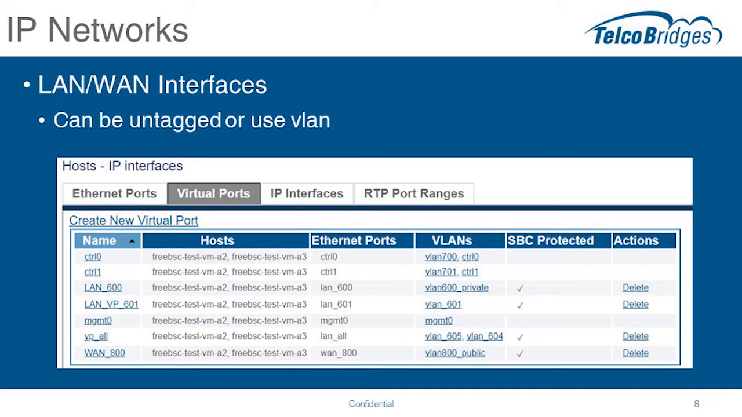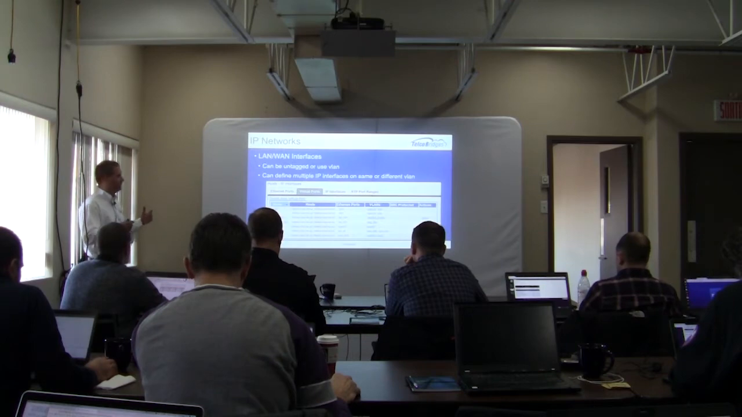You probably saw that already. You can do untagged or use VLANs. You can have multiple VLANs on the same network interface, and you can define multiple IPs on the same or different VLANs. Right? So there's maybe one condition that doesn't work, but in most cases you can do that.